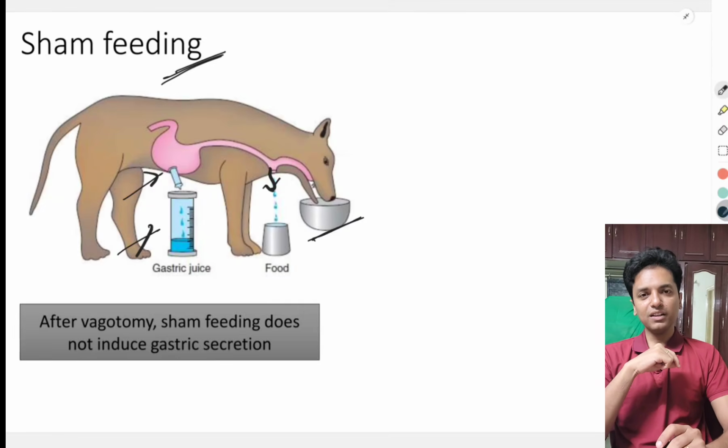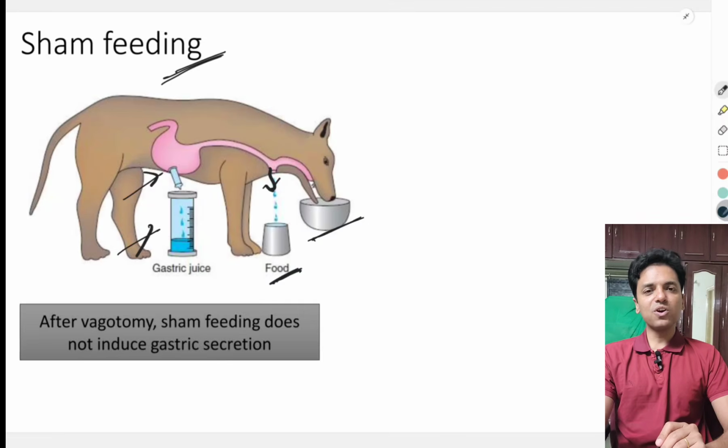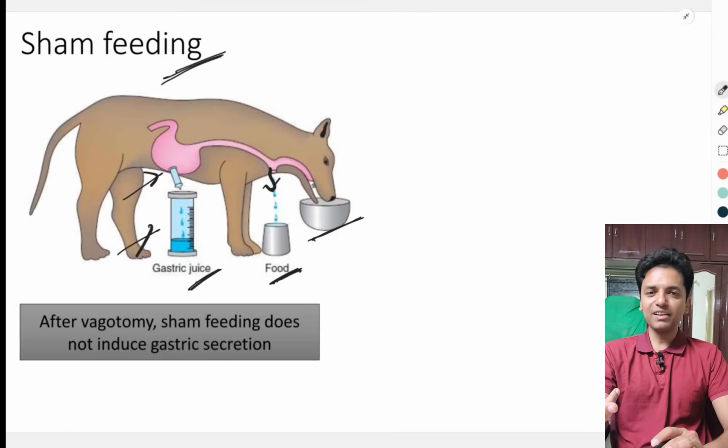Whenever I am feeding the dog, what is going to happen to the food content? Whatever the dog is eating is going to come out of this neck through the esophagus. So the food is not going to enter into the stomach. Now in spite of that, there will be collection of the gastric juice. So that suggests that there is a phase which exists, which is called the cephalic phase. So what was the cephalic phase?